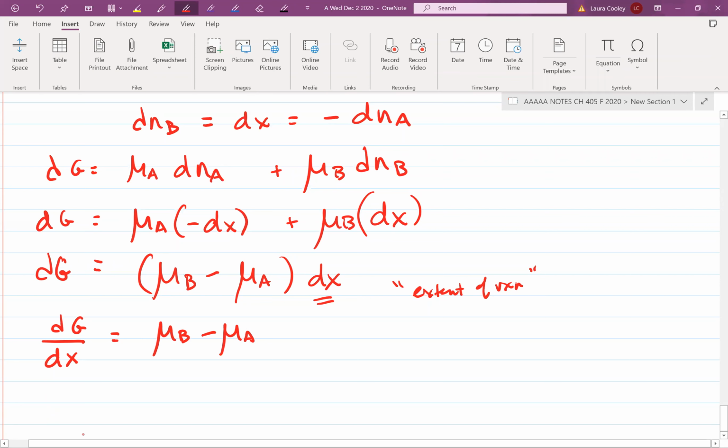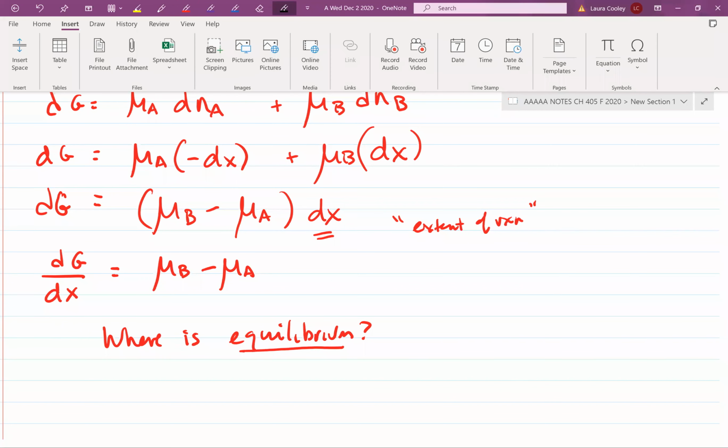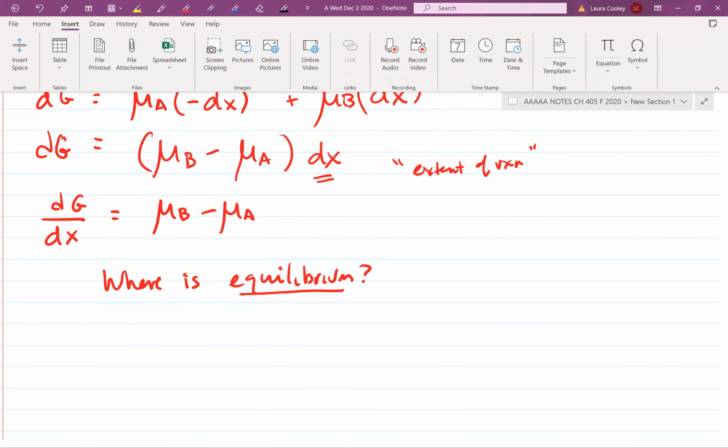This is pretty cool, you know? This is how the Gibbs function changes with respect to extent of reaction. So where is equilibrium? If we go back to this question, where is equilibrium? Remember, we talked about how G is changing over the course of the reaction. We know G has to be decreasing because we know by the second law that for a reaction to be spontaneous, G is decreasing. So where is equilibrium?